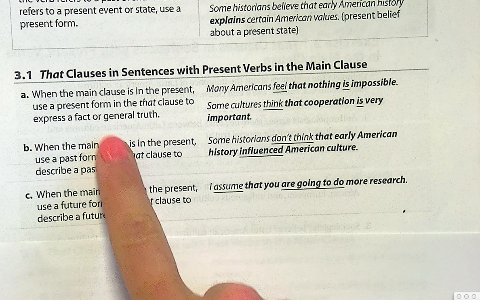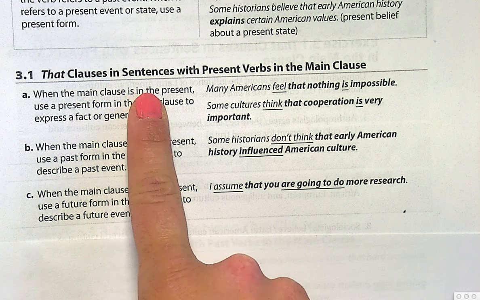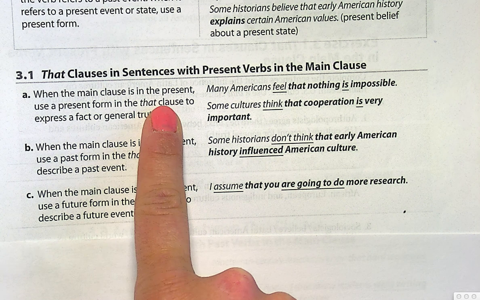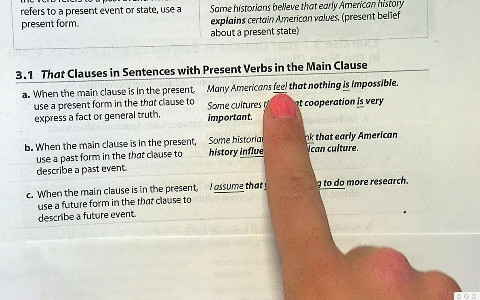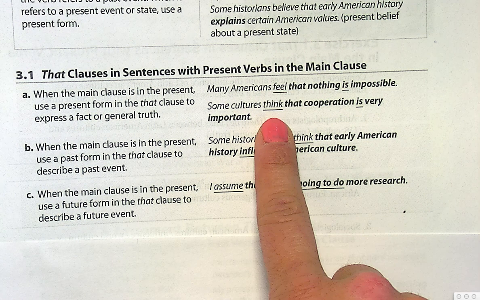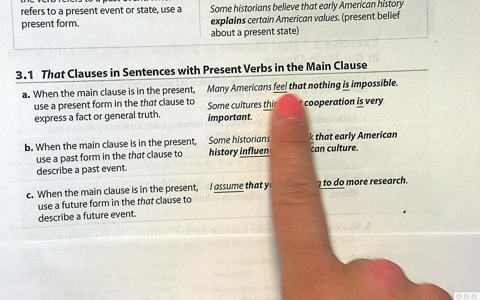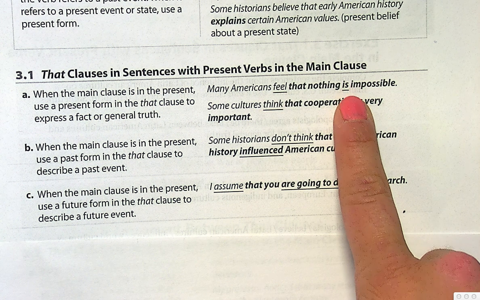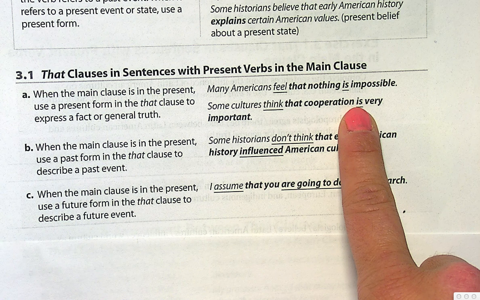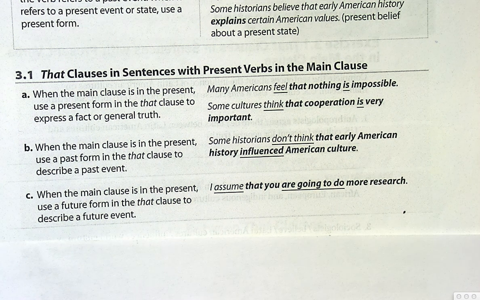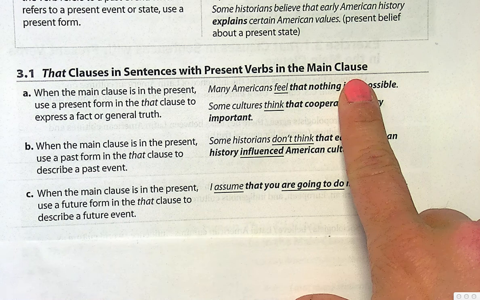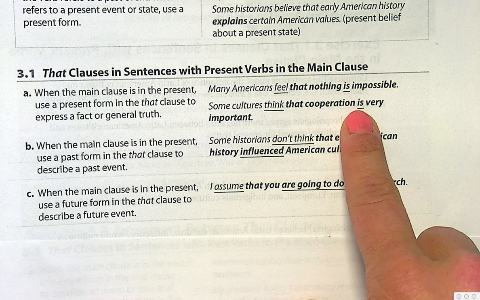It says, when the main clause is in the present tense, use a present form in the that clause to express a fact or general truth. So if you have a present tense verb in your main clause, you can use a present tense verb if your noun clause information is a fact or a truth. This should be in present tense because present tense always means fact or truth.